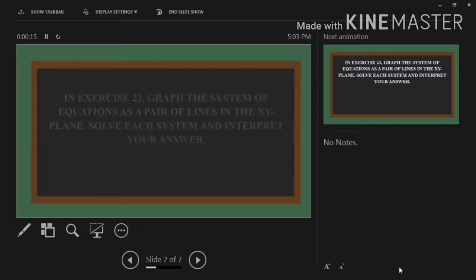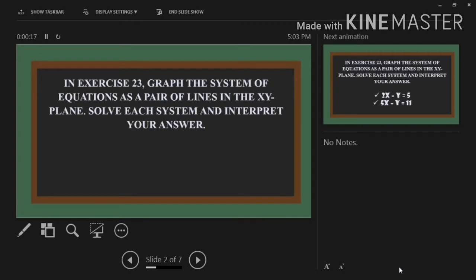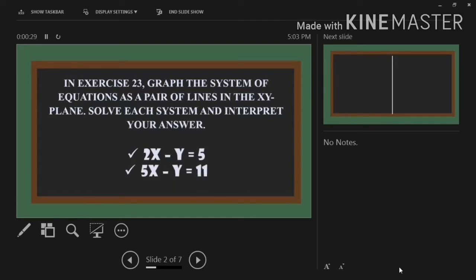Let's move on. In exercise number 23, we are going to graph the system of equations as a pair of lines in the xy plane, solve the system, and interpret it. The two given equations are 2x minus y is equal to 5 and 5x minus y is equal to 11.